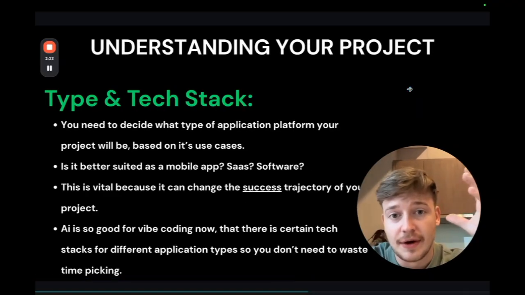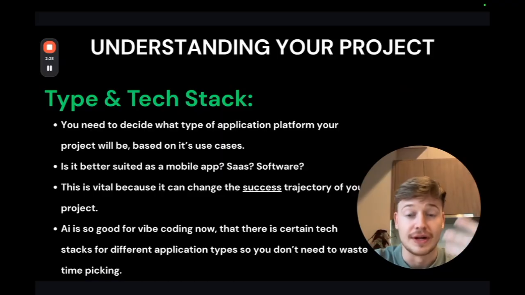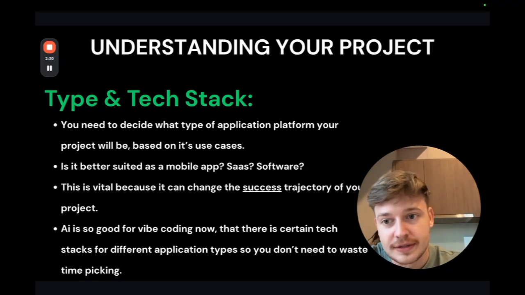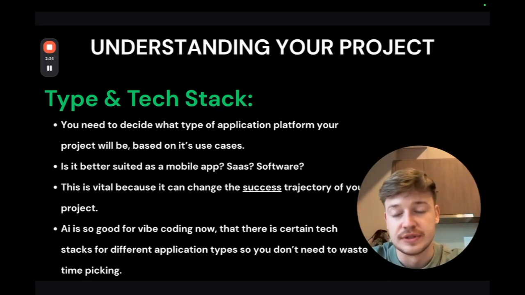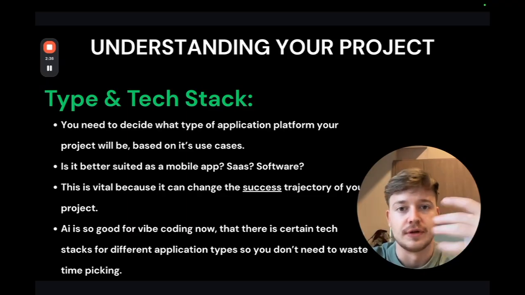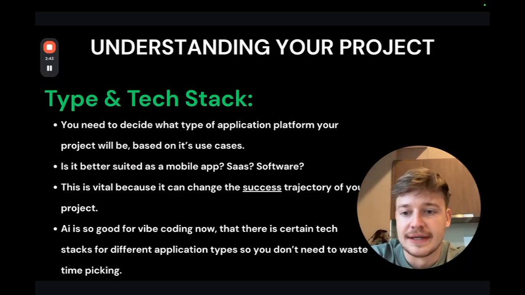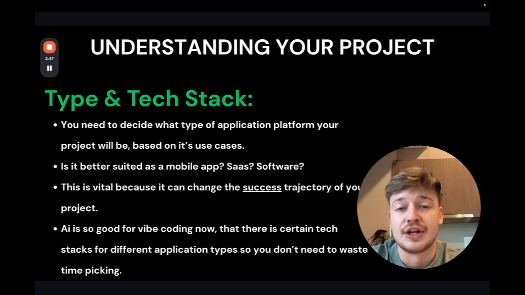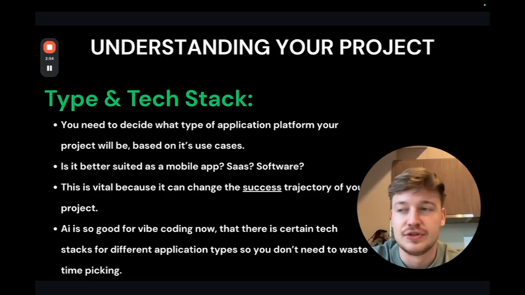Next, understanding your project. What this essentially means is the type of application you're going to be using to have your project, and then the tech stack to actually build that application. The type of application basically means, is it going to be a mobile app, a SaaS, or a software? You need to decide which application platform type your project is going to be based on its use cases, because certain things don't work for other things.